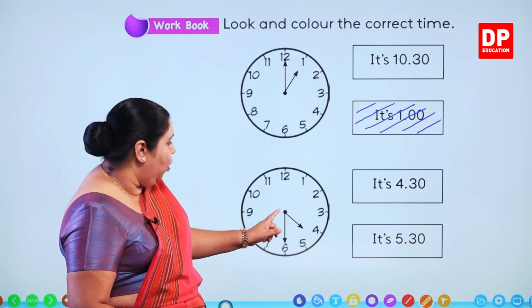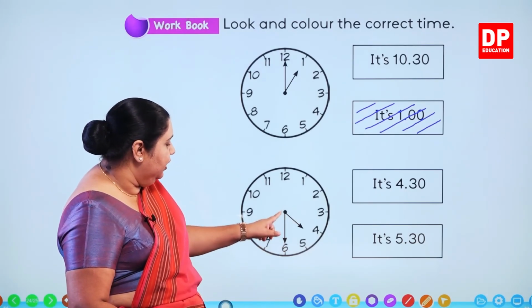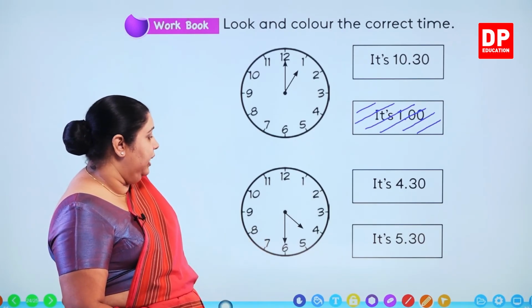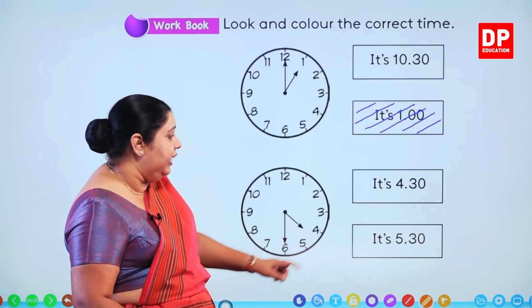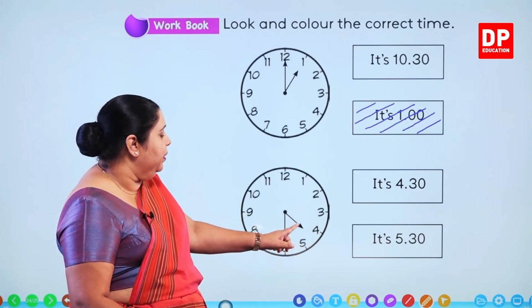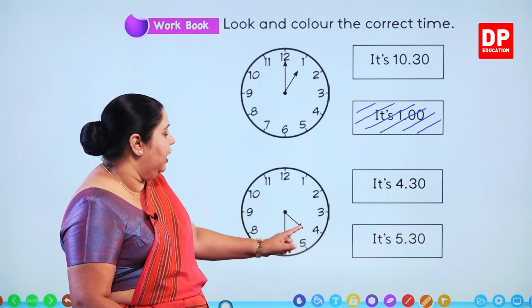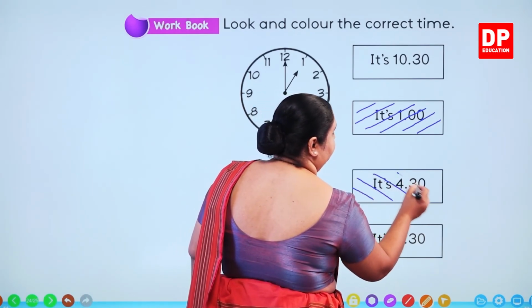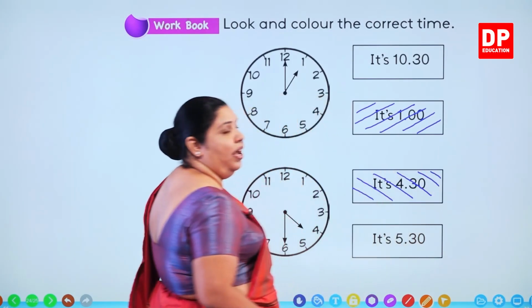4:30. The short hand is in number 4. The long hand is in number 6. That means 30 minutes. So is it 4:30 or 5:30? It is 4:30. 30 minutes past 4 o'clock. So you have to color 4:30 like this. This is the box that you have to color.